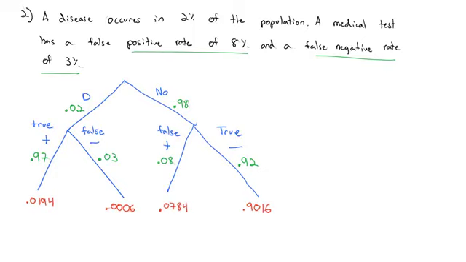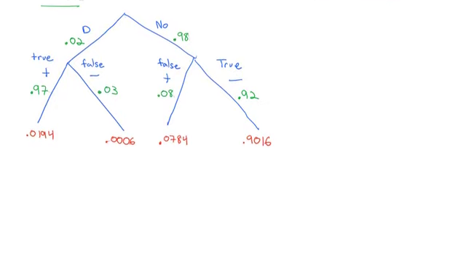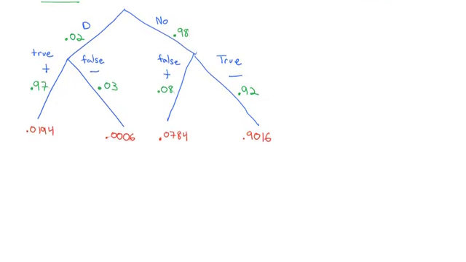We're going to ask 2 questions with this diagram. The first question is going to be to find the probability that a person has the disease given a positive test. You go to the doctor and say, do I have this disease? You take a test. The test says positive. Yes, you do. What's the probability you actually do have the disease?